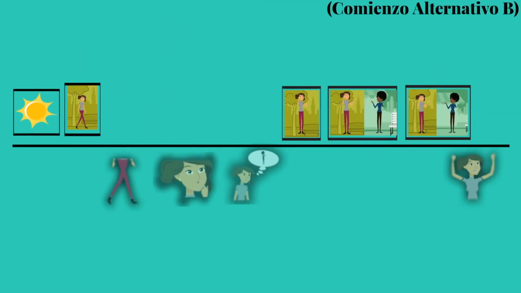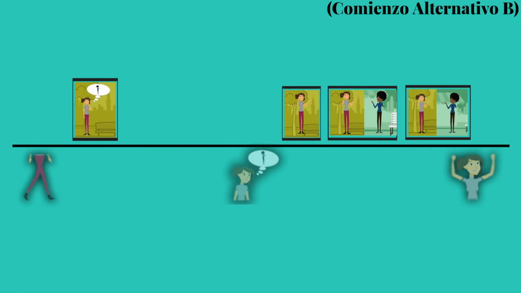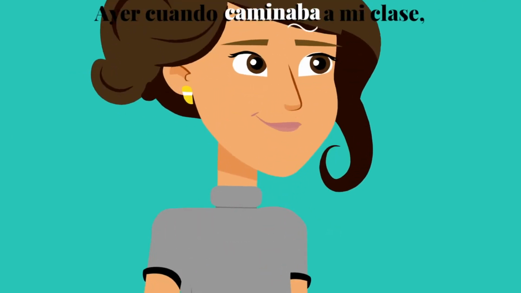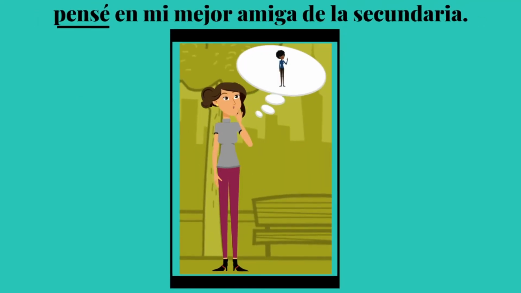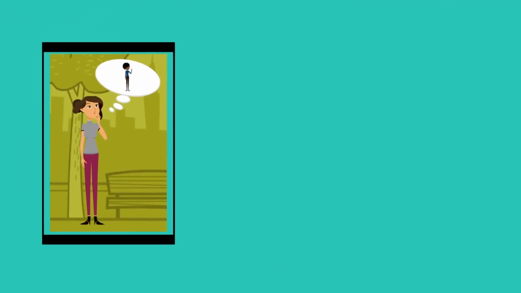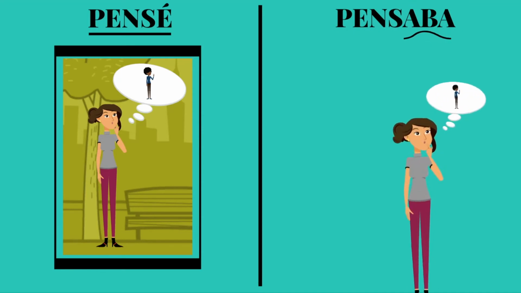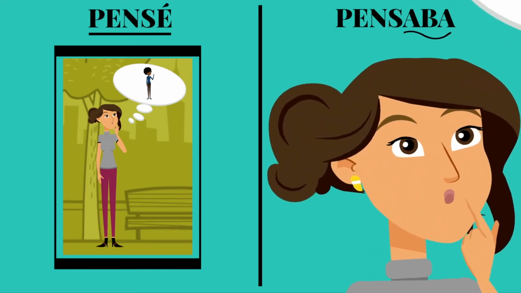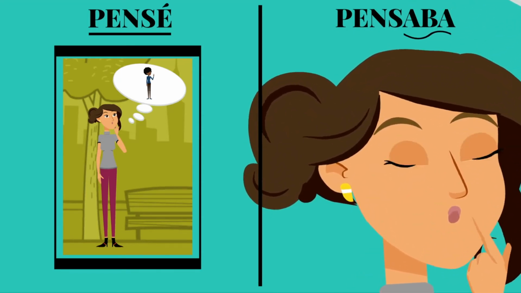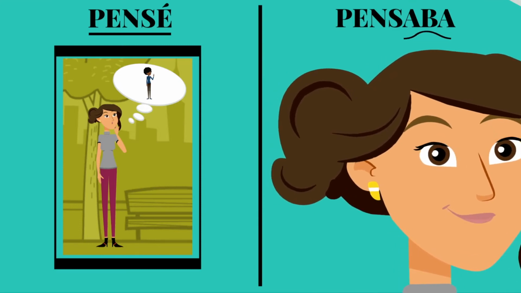Here's another variation of how to start the same story. Ayer, cuando caminaba a mi clase, pensé en mi mejor amiga de la secundaria. Pensé is preterite and expresses a bounded viewpoint. I'm viewing having the thought about my friend as a concrete action that occurred, and I want to move on to say something else next. If I use the imperfect pensaba instead, that would be like zooming me back into the moment of when I was walking and thinking about her.